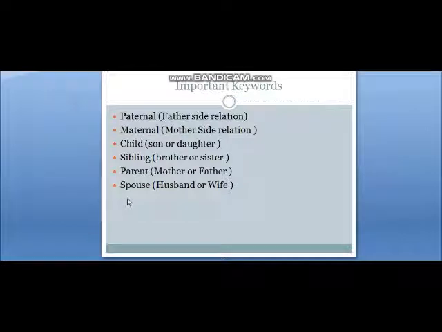Then spouse. Spouse is again a general word for your husband or wife. Generally हम गलती क्या करते हैं, spouse होता है ना, generally we consider that as a wife. But spouse can be husband or wife. So again it is a neutral word. So these words we have to consider in blood relation questions.